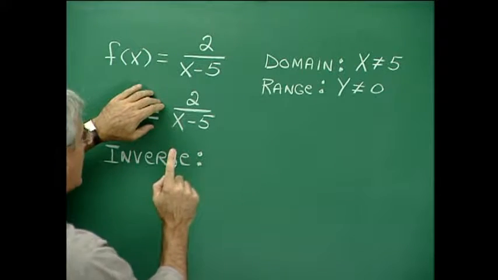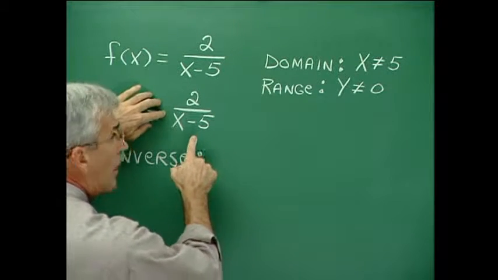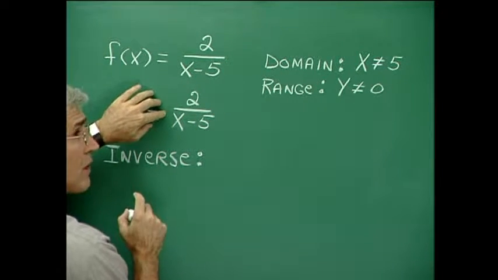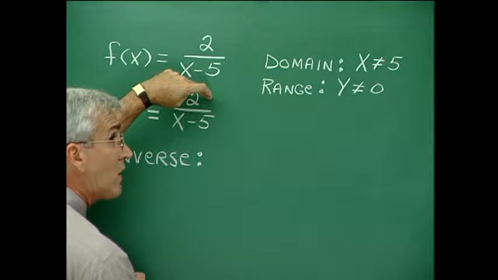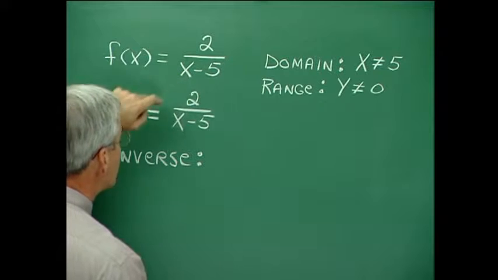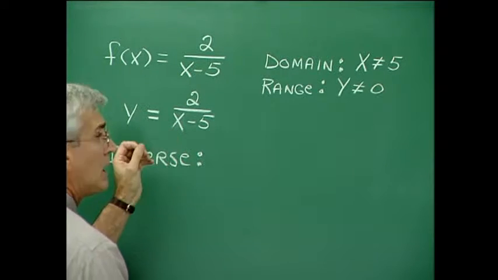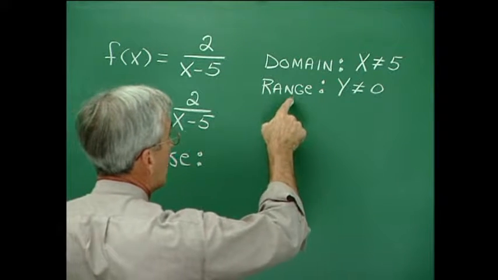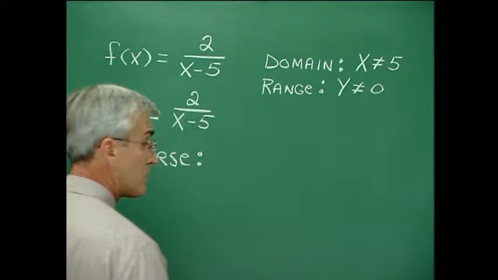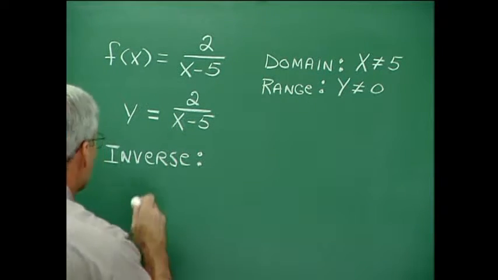And the reason is because fractions become 0 when their numerators become 0. And this fraction doesn't have a letter which can take on a value which will cause the fraction to become 0. And so our range then would be all real numbers except 0, or we list the range as y is not equal to 0. Now let's look at the inverse.